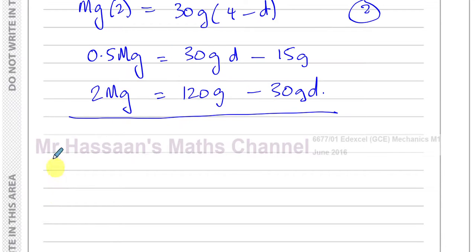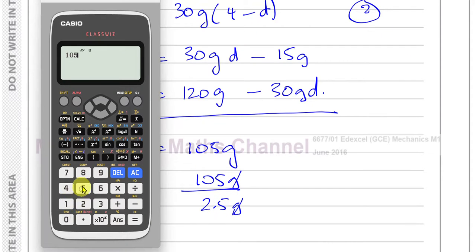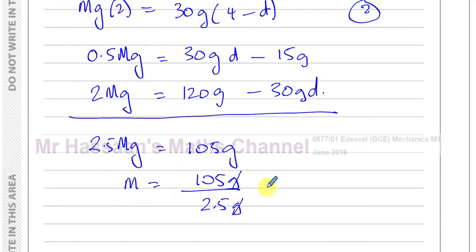Okay, so if I add them together, I'll have 2.5mg is equal to, these two will add together, that's 120 minus 15, which is 105g. These have cancelled out, so I can say M is equal to 105g divided by 2.5g. They cancel out, so I'm left with 105 divided by 2.5, which gives me 42. So M is equal to 42 kilograms. That's the mass.